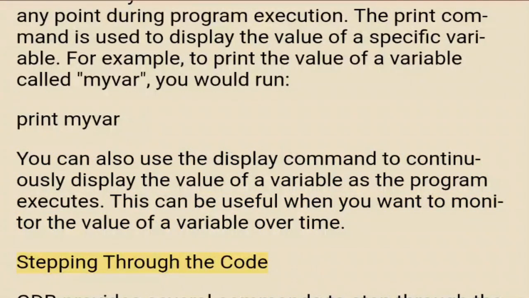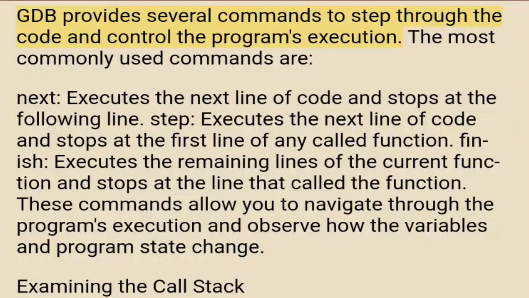Stepping through the code. GDB provides several commands to step through the code and control the program's execution. The most commonly used commands are: next, executes the next line of code and stops at the following line. Step, executes the next line of code and stops at the first line of any called function. Finish, executes the remaining lines of the current function and stops at the line that called the function. These commands allow you to navigate through the program's execution and observe how the variables and program state change.